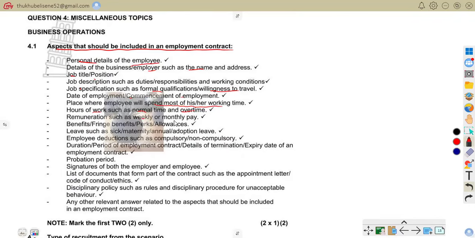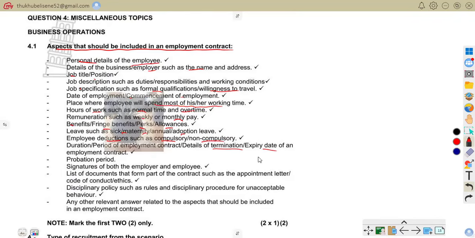Remuneration such as weekly or monthly pay. So the package, whether you're going to be paid weekly, daily, monthly, yearly. Benefits or fringe benefits or perks or allowances. So that is that as well. Leave such as sick, maternity, annual leave, or adoption leave. So that is that. Also, employee deductions such as compulsory or non-compulsory. Duration or period of employment contract.